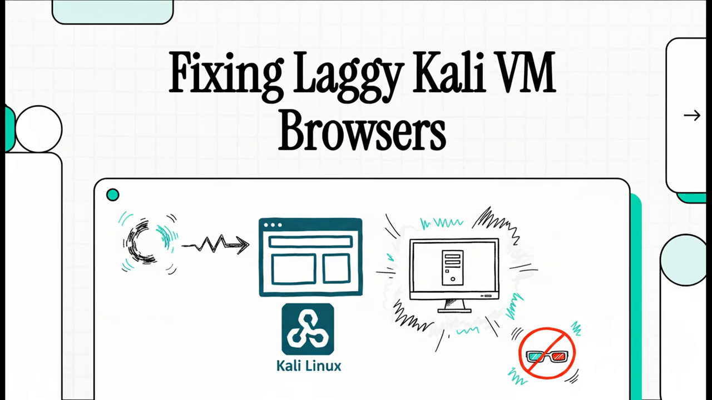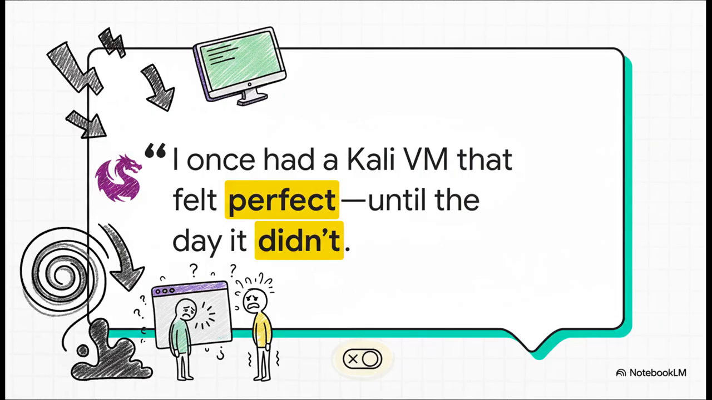All right, in this explainer, we are tackling one of the most maddening problems you can run into with Kali Linux in VirtualBox. That browser that just mysteriously starts to lag. You know, when your VM feels like it's grinding to a halt the second you open Firefox. Yeah, this one's for you.